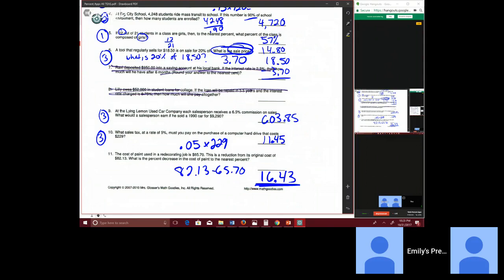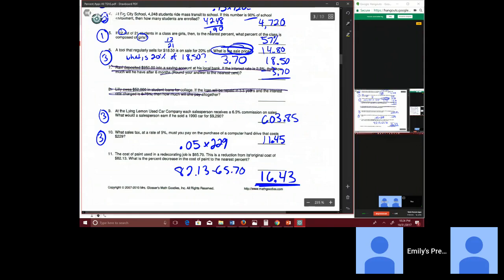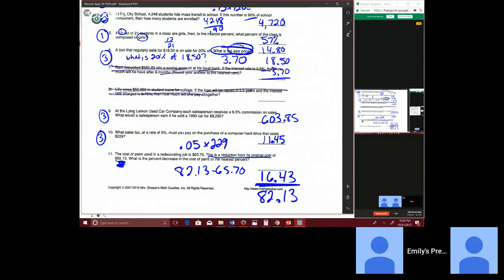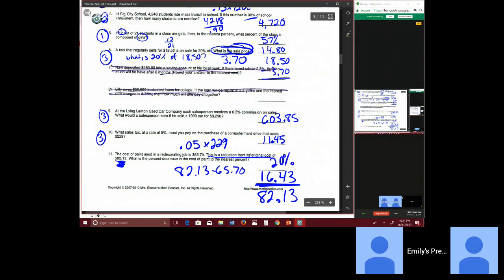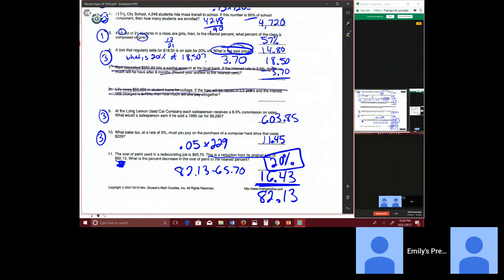The next thing that I want to do is find out which was original. It says right here, this is a reduction from its original cost of $82.13. So it's telling you that it's now priced at $65.70, but originally it had been priced at $82.13. That makes $82.13 the original number. Now, just like a scenario one, all I need to do is divide and turn it into a percentage, and that is a 20% difference.